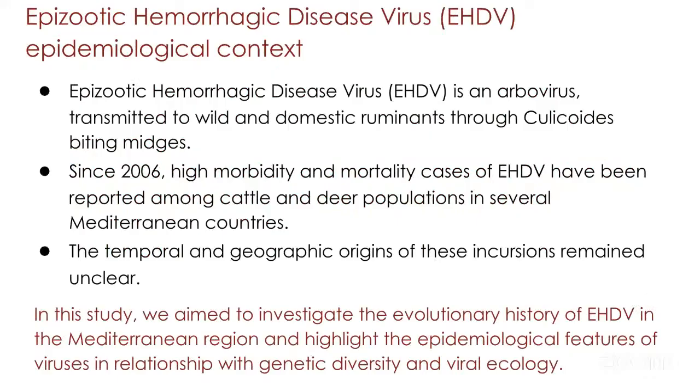region as well. So this virus is also an arbovirus, and is also transmitted, as I said, to wild and domestic ruminants through Culicoides. And since 2006, we observed high morbidity and mortality cases of EHD in the Mediterranean region, especially for cattle and deer. And the temporal and geographical origins of these incursions remained unclear. So here we aimed to investigate the evolutionary history of EHDV in the Mediterranean region to highlight the epidemiological features and patterns and the relationships with genetic diversity.